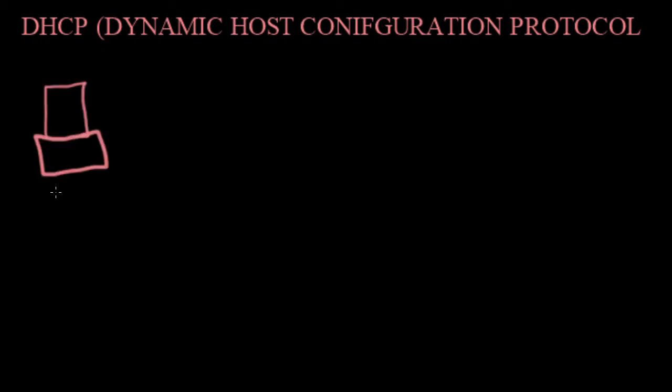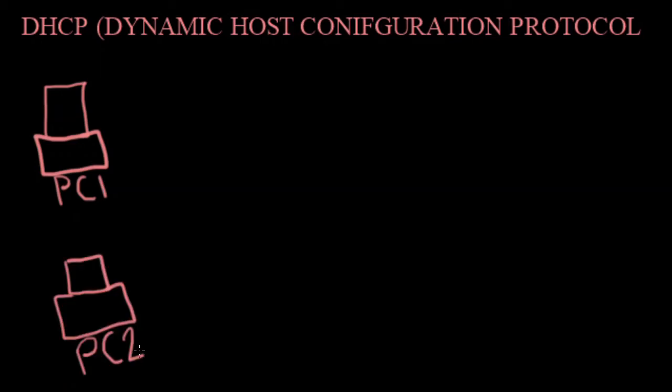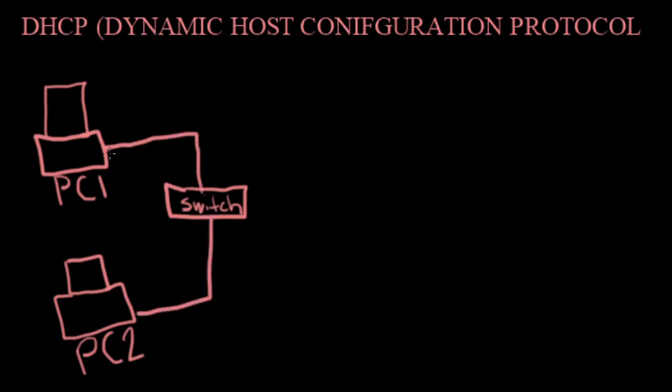So let's say you have a computer called PC1, and let's say you have another computer called PC2. Let's also put a switch in here. And let's say you just set up this network and you need to assign IP addresses to each one of these computers. You can assign them manually, but you don't want to do that, so you get a DHCP server. Let's draw that in. So how does DHCP work?